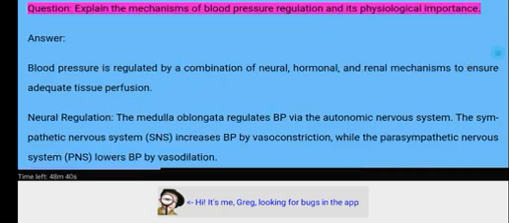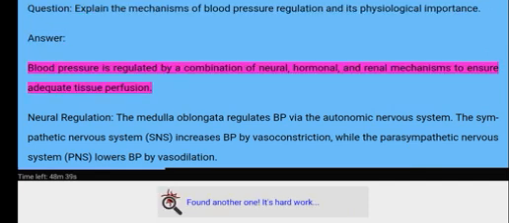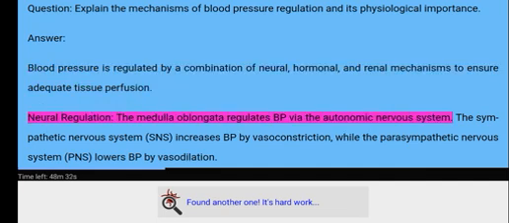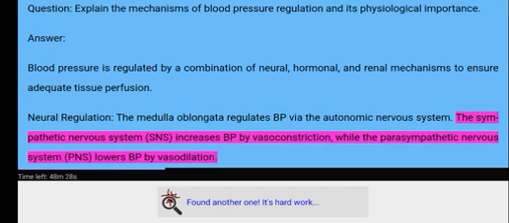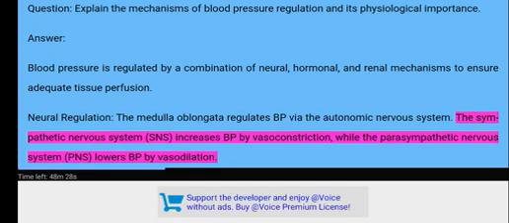Previous year question. Question: explain the mechanisms of blood pressure regulation and its physiological importance. Answer. Blood pressure is regulated by a combination of neural, hormonal, and renal mechanisms to ensure adequate tissue perfusion. Neural regulation: the medulla oblongata regulates BP via the autonomic nervous system. The sympathetic nervous system, SNS, increases BP by vasoconstriction, while the parasympathetic nervous system, PNS, lowers BP by vasodilation.